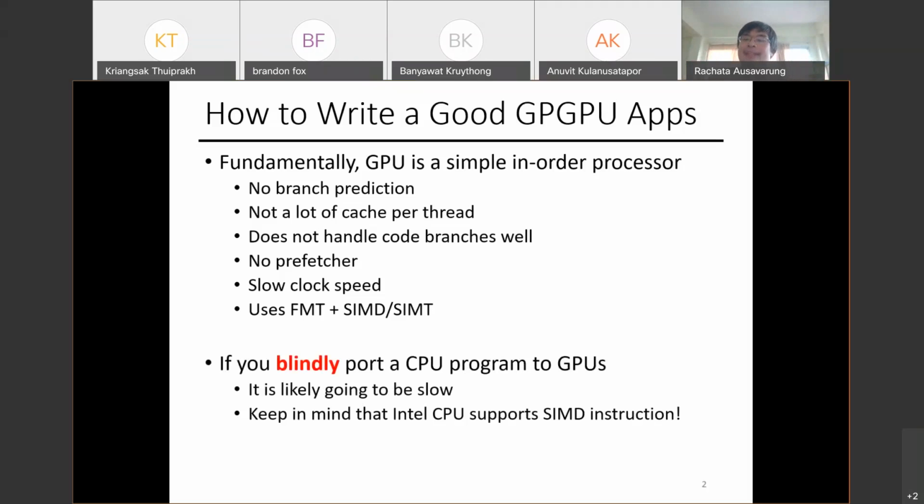So if you blindly port a CPU program to GPUs, good luck with that. Basically, it's likely to be slow. And keep in mind that if you have an Intel CPU, and even an AMD CPU, these typical CPUs also support SIMD instructions. So you can essentially write the program in a SIMD manner.